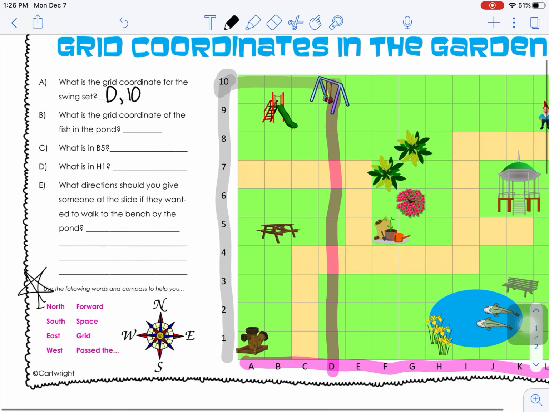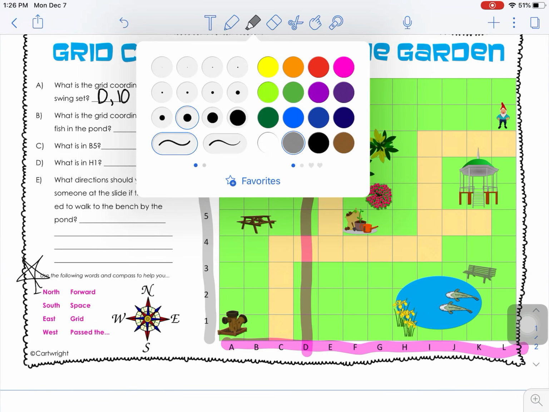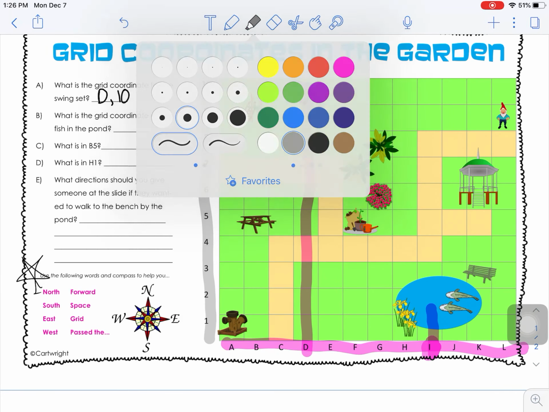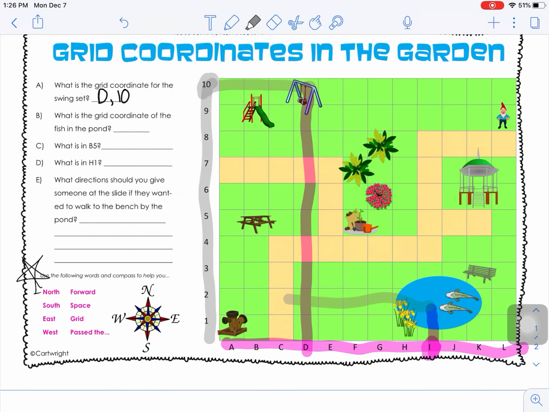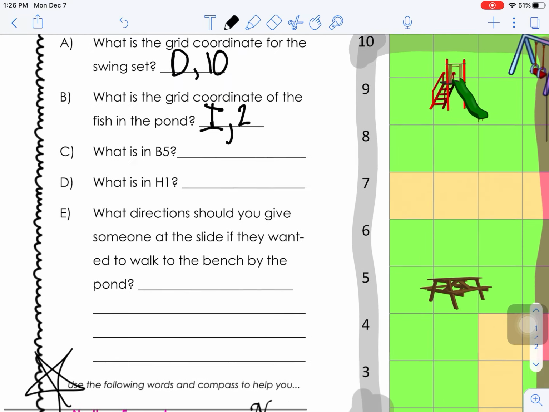Let's look at B. What is the grid coordinate of the fish pond? So I'm going to do the same thing. I'm going to start with my letters first. I'm going to just come down right here, and that takes me to I. And then I'm going to go the other way, and that is going to take me to 2. So my answer there would be I, comma 2 would be the correct answer.